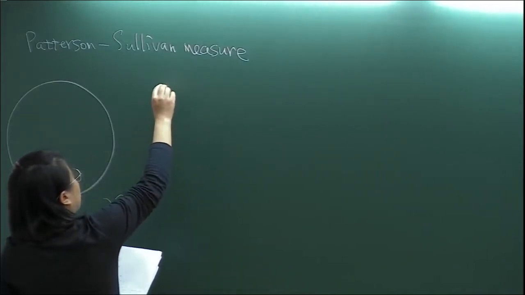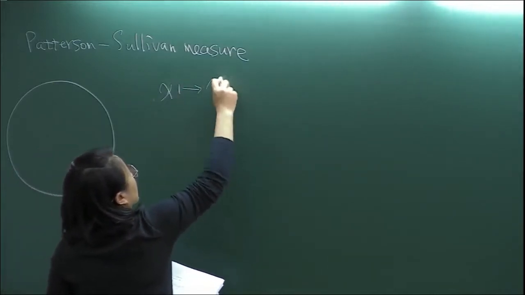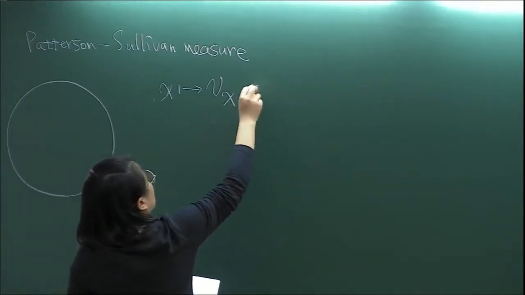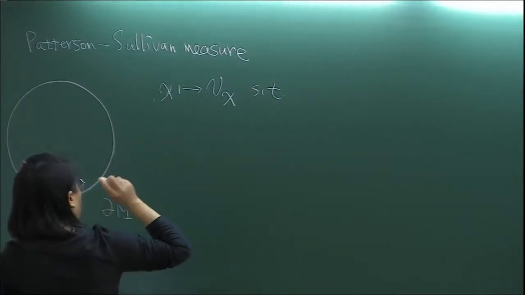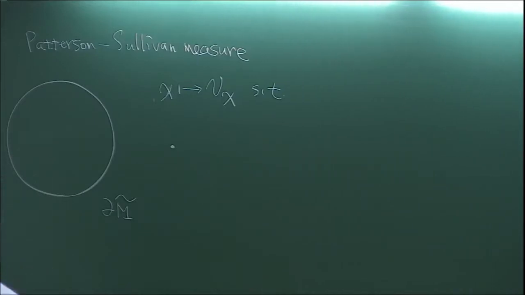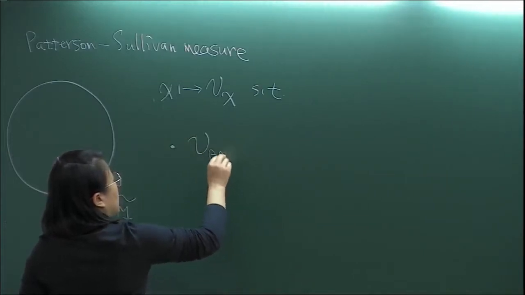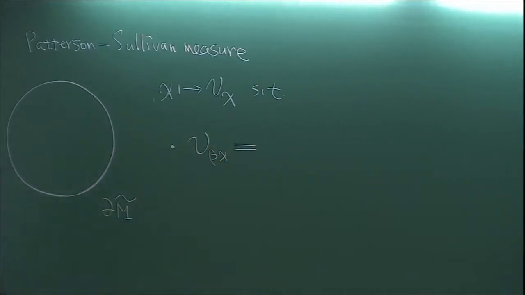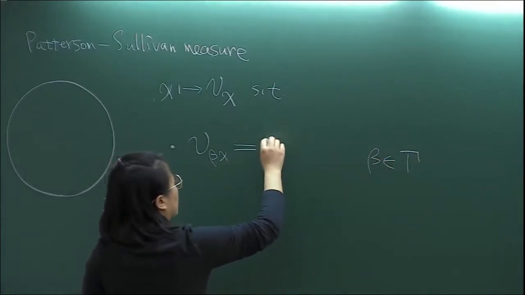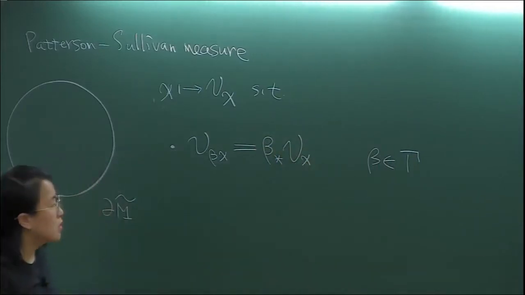It is a class of measures such that you will have these two properties, because we will use this today, so it's better to recall it. You have beta belongs to gamma, the fundamental group, and then this guy equals just beta acting on mu. Okay, this is the first point.